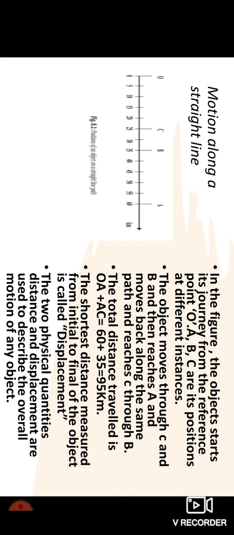You all have studied the definition of displacement in your lower classes. So, the shortest distance measured from initial to final position of the object is called displacement. In order to describe the motion of any object, the two physical quantities, distance and displacement, are used. Hence, to describe any motion, we need two physical quantities that are distance and displacement.